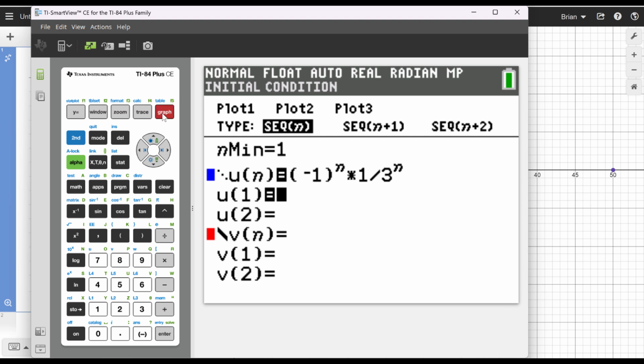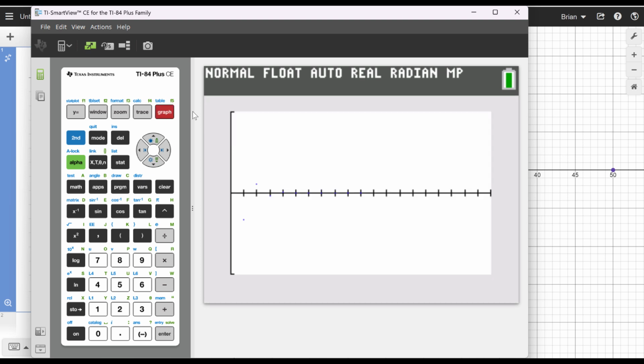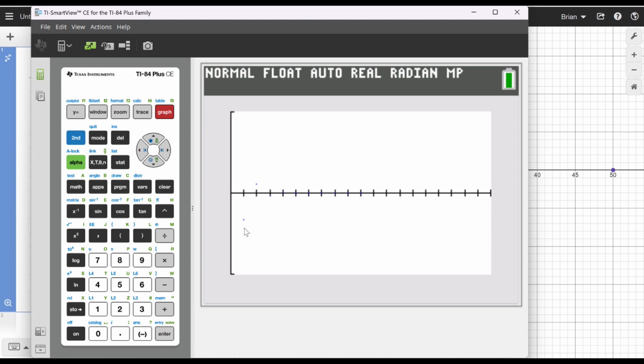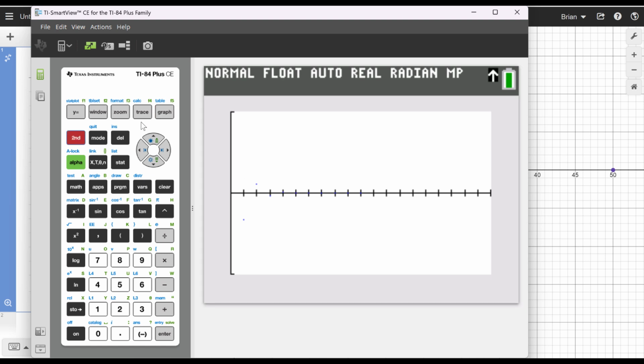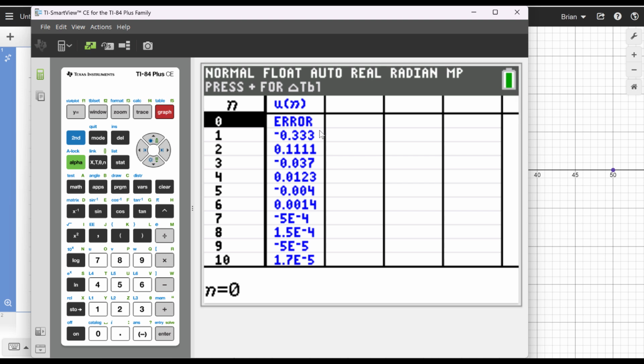Let's see if I go to the graph. Kind of hard to see the dots. But here I'm getting terms that alternate, and they're going to 0 very, very fast. They're kind of getting buried under those tick marks. If I go to the table instead, I can see the values going to 0 very quickly.